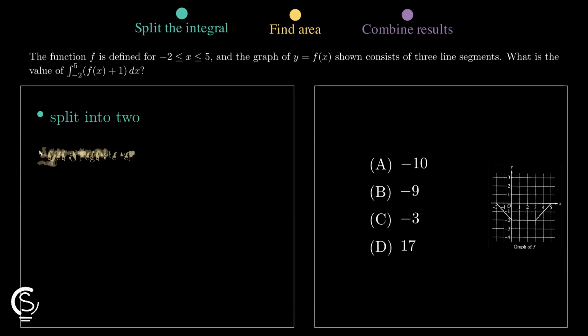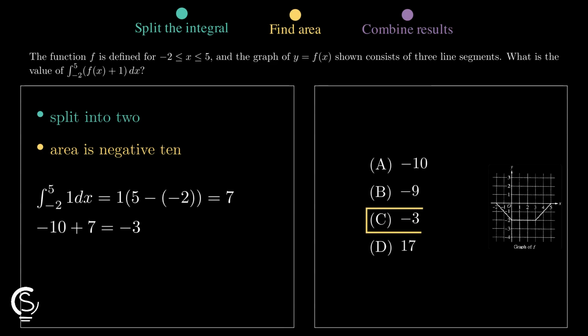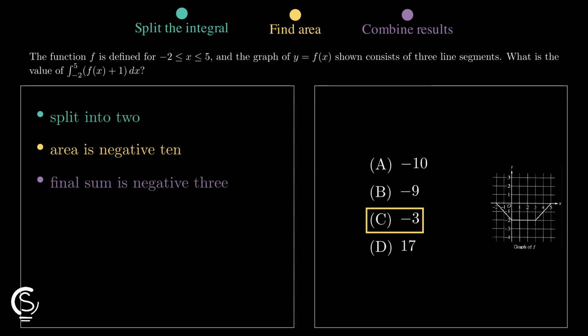Finally, integrate the constant 1 over the interval length of 7. Adding this to our previous result gives the final value of negative 3. You got this! Great work!